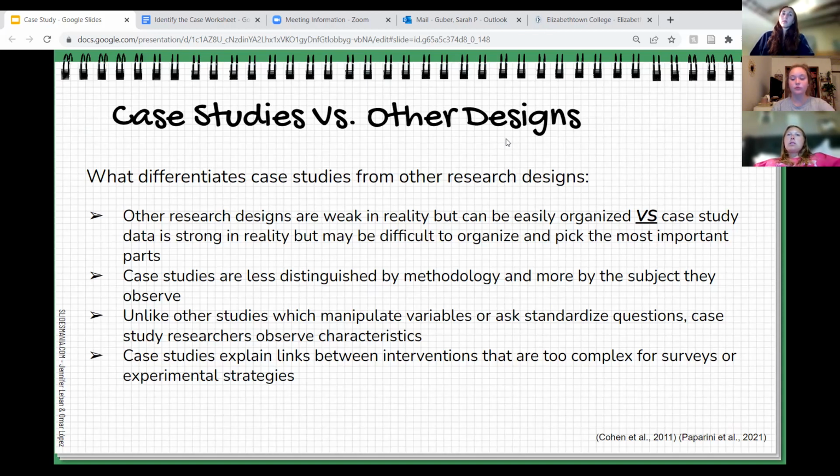Case studies are less distinguished by methodology and more by the subject they observe. Unlike other studies which manipulate variables or ask standardized questions, case study research observes characteristics. Case studies explain the links between interventions that are too complex for surveys or experimental strategies.